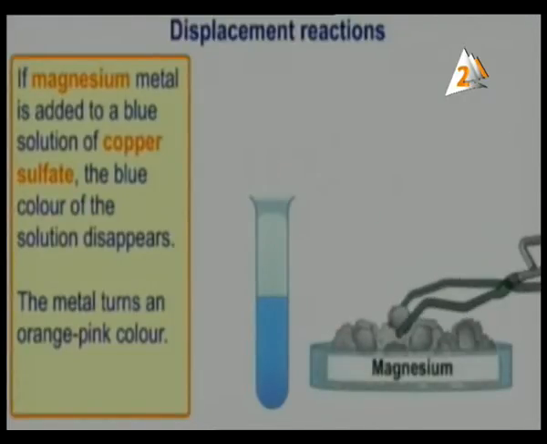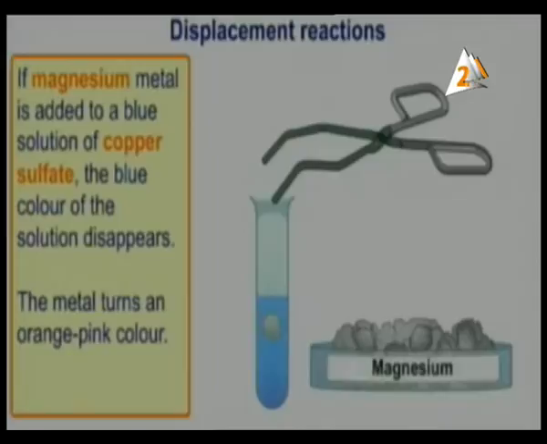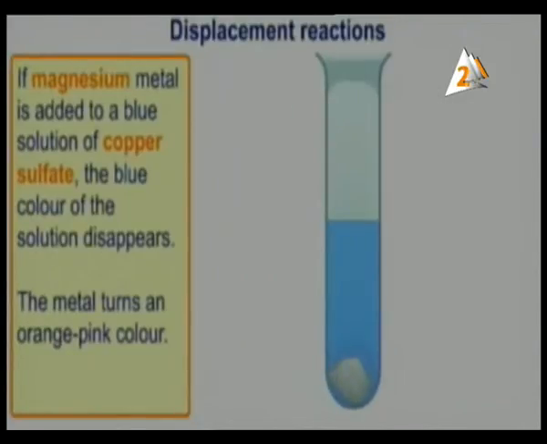Look at this. Magnesium is added and you wait for a time. Tell me what happened now. Here we have the metal turning to an orange-pink color. We have the chemical reaction that happened between the magnesium and the copper sulfate. So this is the displacement reaction between the metal and the solution.